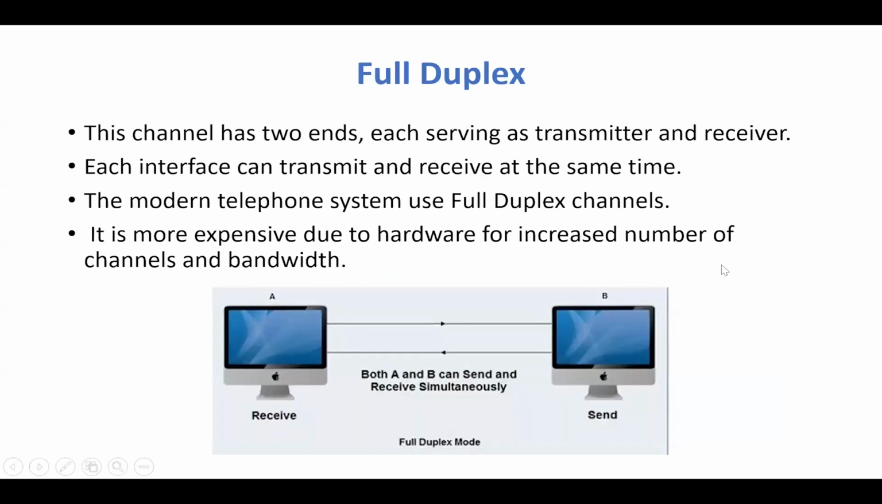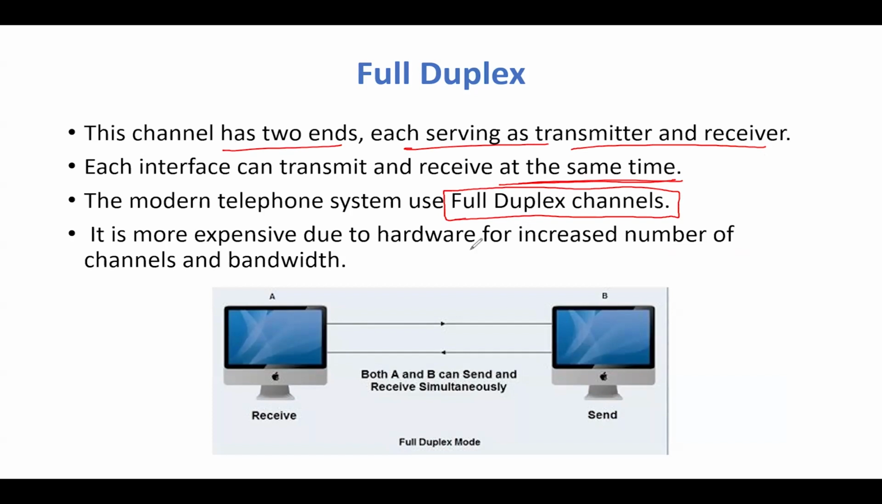So the last one is full duplex. You might have understood by now, full duplex has two ends, each serving as a transmitter and receiver simultaneously. Each interface can transmit and receive at the same time. So the modern telephone system uses a full duplex channel. Modern telephone system is nothing but your mobile phones and everything, where you can speak and the other person can also speak simultaneously. That is why it is a full duplex channel.